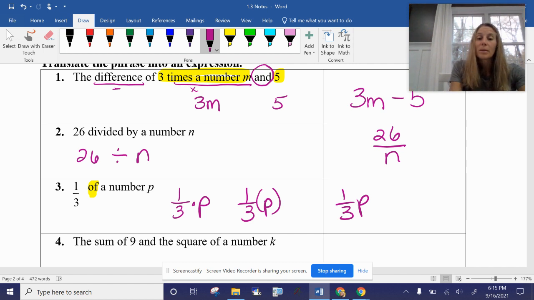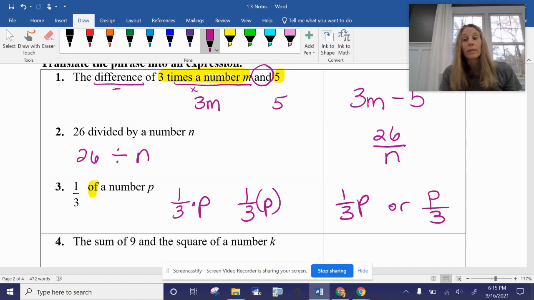Now, if you were to simplify 1/3 p, 1 times p would be p, and on the bottom here you have 3 times 1, which is just 3. So you could write that as just p over 3. Anytime you have like 1/2 times a variable, or 1/3, or any kind of fraction with a 1 in the numerator, you can just write the variable on top of the denominator.